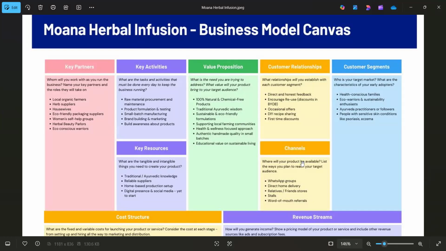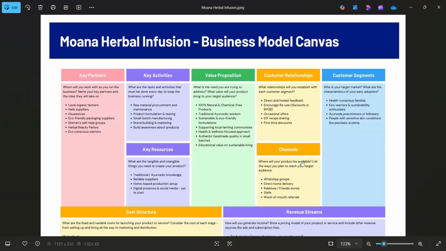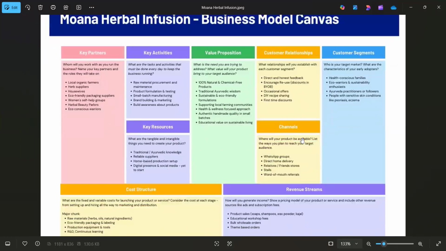Yes, it's all clear. Okay. And for channels, we are only on WhatsApp group because we are doing this at a very, very small scale. We started for family and friends, so we restricted it to the WhatsApp group or direct home delivery for people locally here in my hometown.